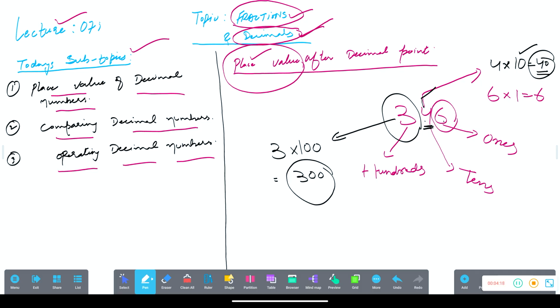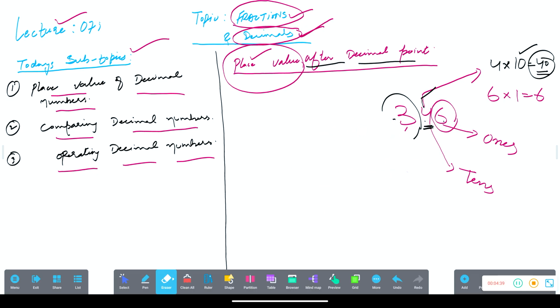But here we have to deal with place value of digits after the decimal point. How does the place value work after the decimal point, what is actually happening there, we will try to know that now. So let me just rub this out, what we have already known about the place values. Now we will try to find out the place value of different decimal numbers.